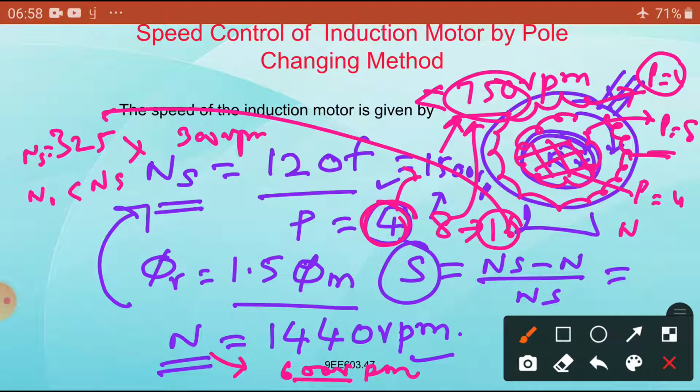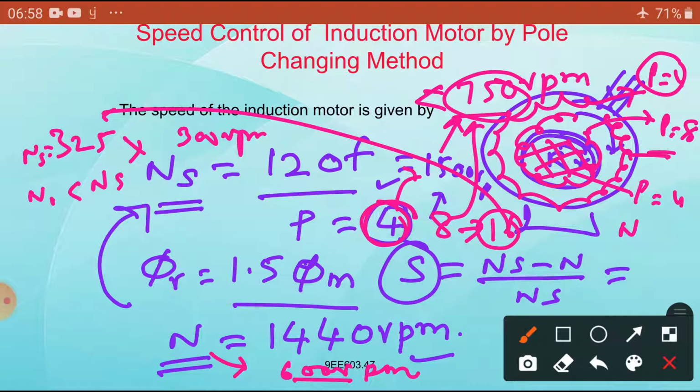That's the first case. In the second case, while connected in the first case P is equal to 4 pole, the winding which is inside the motor stator winding, P is equal to 8 pole, should be open circuited. Okay, that is the ideal.